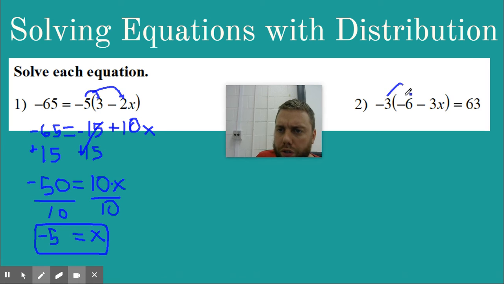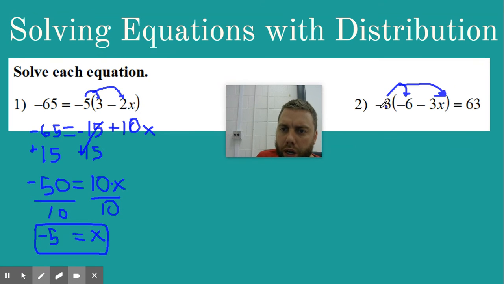Okay, let's try one more example. We are again going to distribute first. Negative 3 times negative 6. Negative times a negative is a positive. 3 times 6 is 18. I don't need that positive sign there because it's at the front, so it already shows that it's positive. And negative 3 times negative 3x. Negative times a negative is a positive. 3 times 3 is 9. And our variable stays, equals 63.